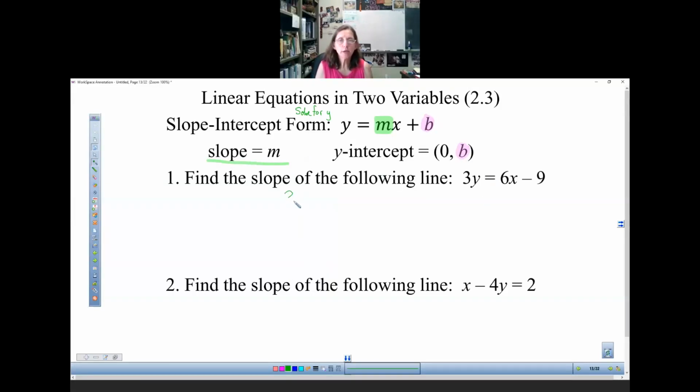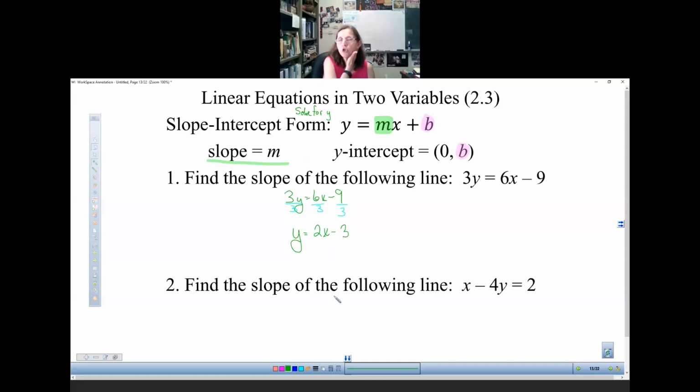So we start with 3y is equal to 6x minus 9. The first thing to do to solve for y is to divide everything by 3, because I need to get this y by itself. So I'm going to divide each and every piece by 3. And so my equation is going to look like this: y is equal to 2x minus 3. Okay?